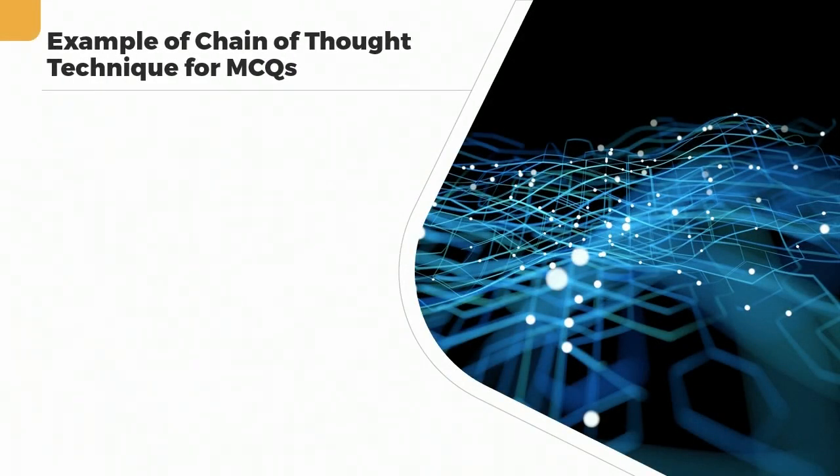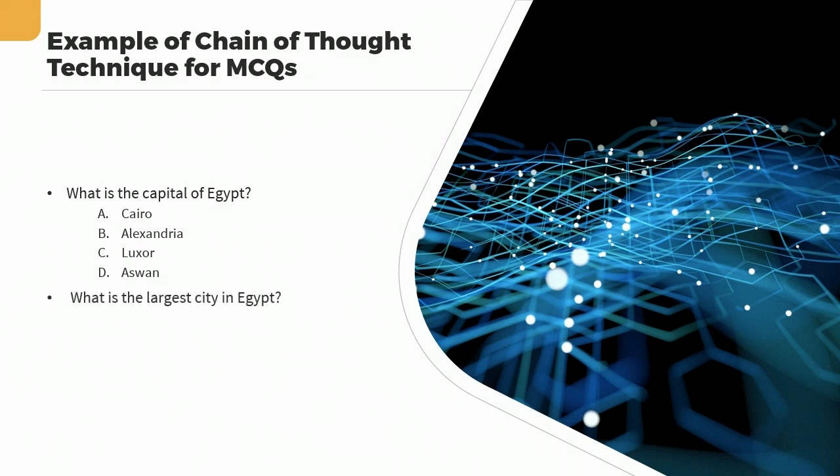Here's an example to help illustrate the technique. Let's say the multiple-choice question is, what is the capital of Egypt? And the answer choices are Cairo, Alexandria, Luxor, and Aswan. To use the chain of thought technique to answer this question, we could start with a question that provides a clue to the answer, such as, what is the largest city in Egypt? The AI could respond with Cairo.